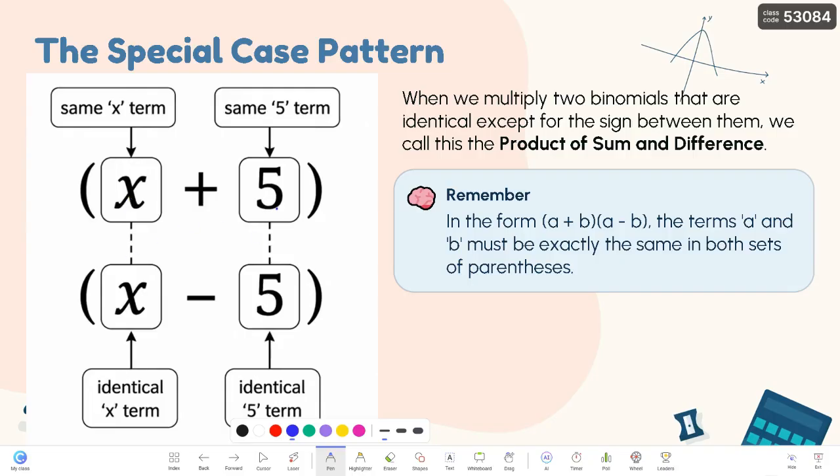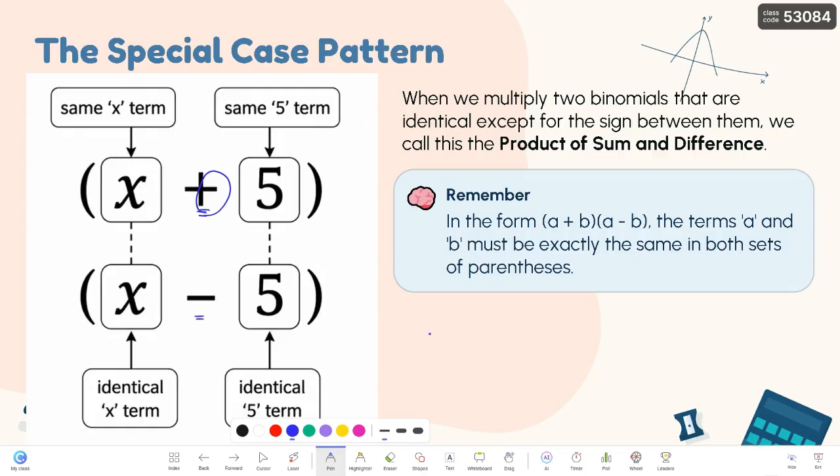And for the second term, we have 5 and 5. The only difference that we have here is that in the first binomial we have positive, and in the second one we have negative. So instead of using the FOIL method and then combining the like terms, we can simply say that the answer of this process is going to be the first term squared minus the second one squared.